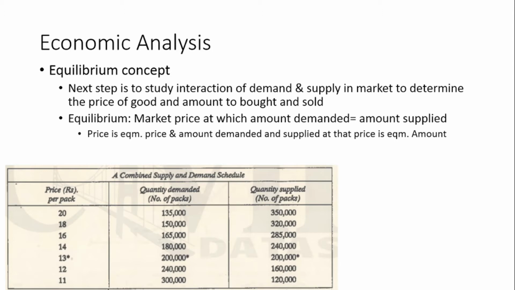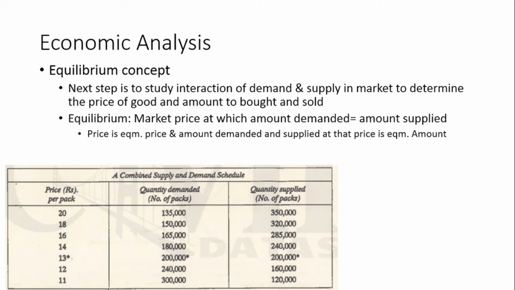So equilibrium point is where, at the price of any good in the market, the amount demanded is equal to the amount supplied. So whatever the quantity demanded of the good by the customer is equal to the quantity supplied by the organization from their inventory into the market. At that point, the price is called the equilibrium price, and the amount demanded and supplied at that equilibrium price we can call the equilibrium amount.